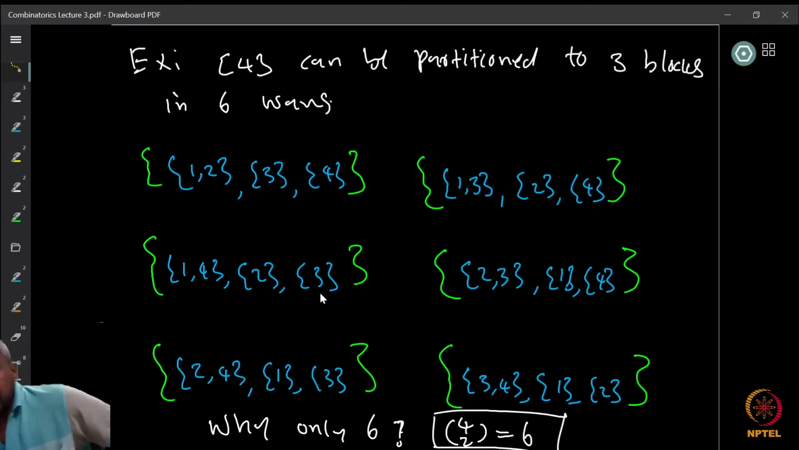Since we want 3 blocks and we have only 4 elements, the only way to partition is to have 2 in one set and 1 and 1 in the other sets. And this will tell you why we can only have 6 possibilities. Maybe you can argue it slightly more formally: why are there only 6? 6 are already there, but why are there no more? So give me an argument for that.